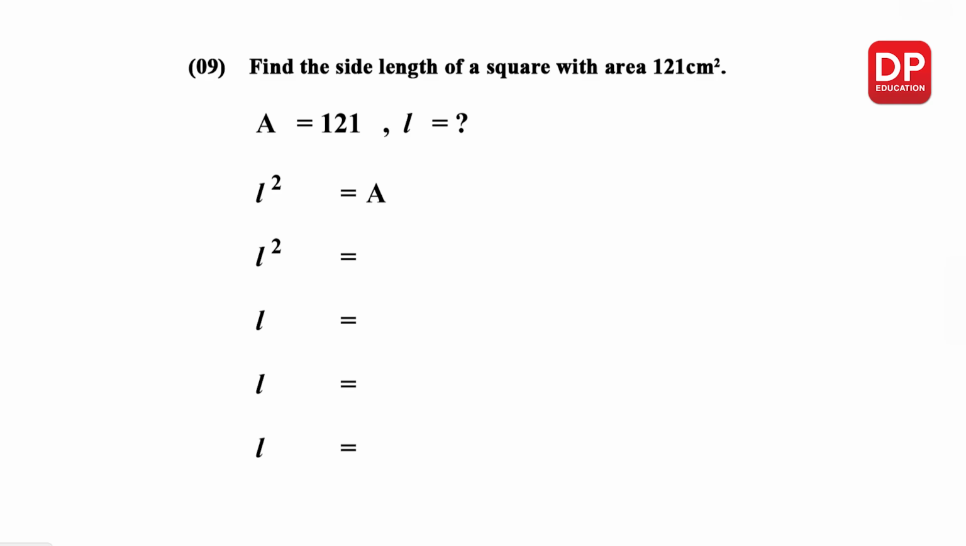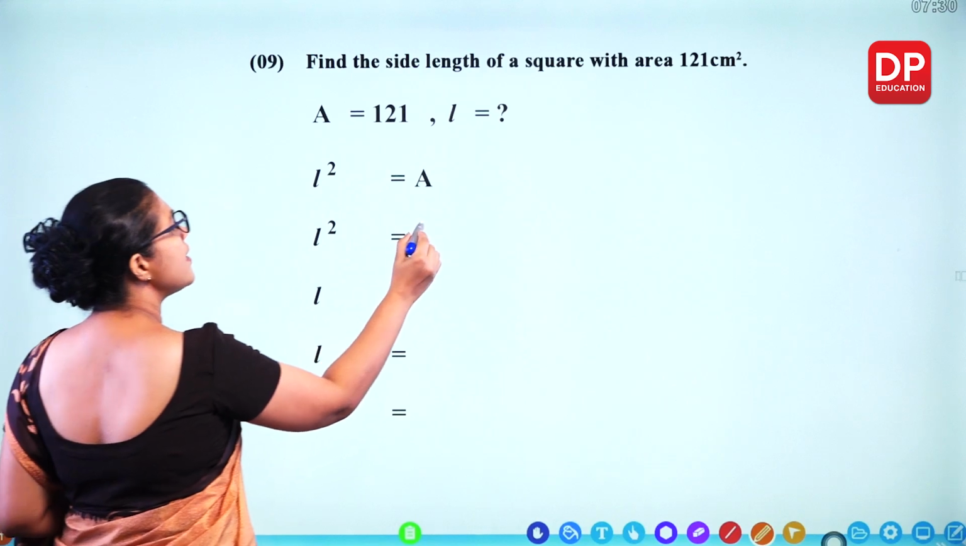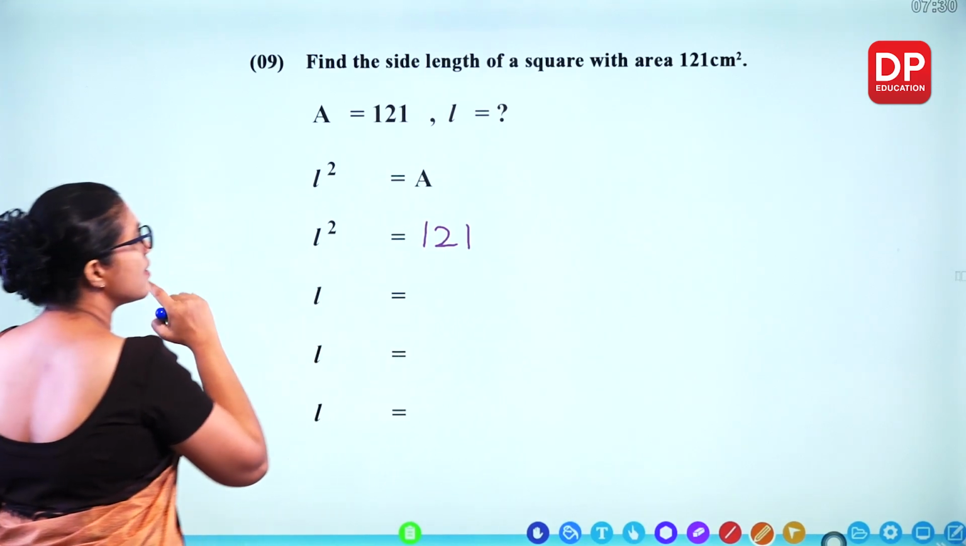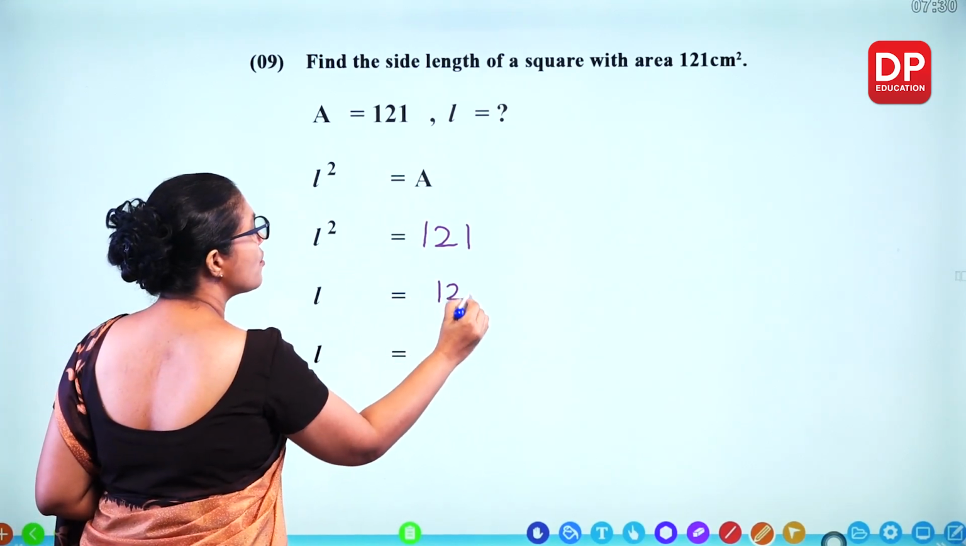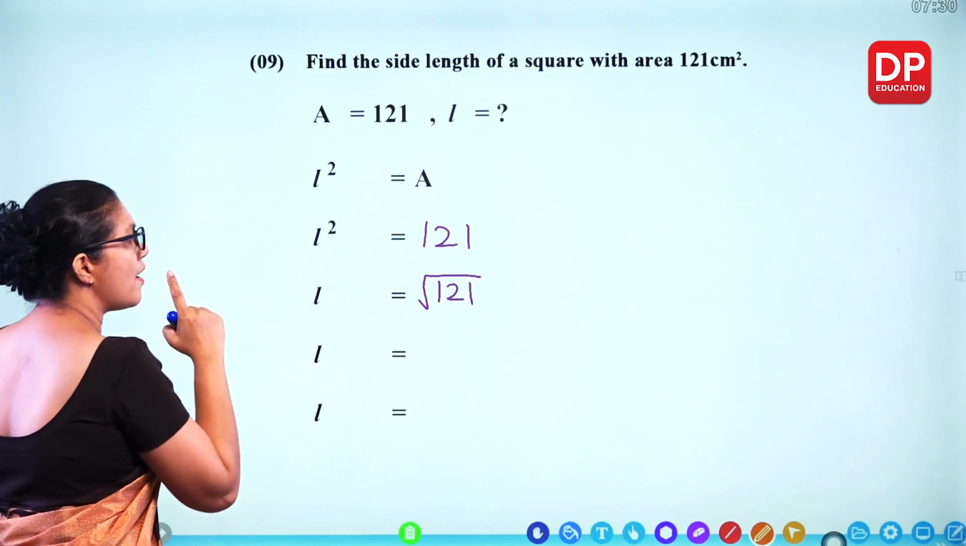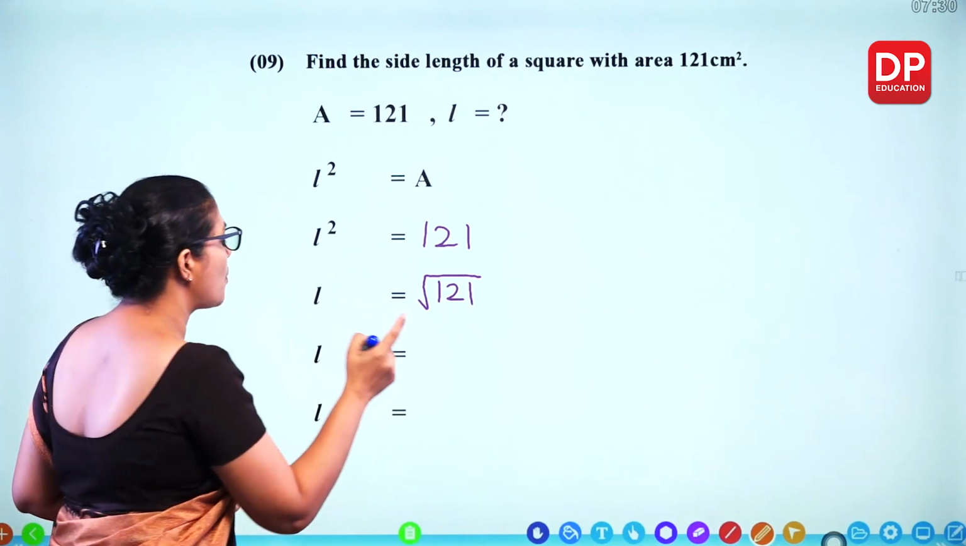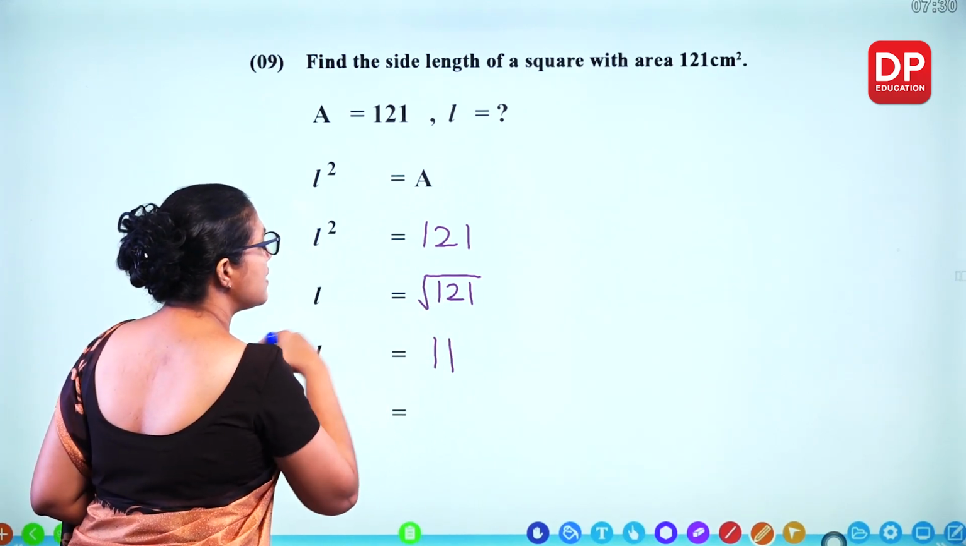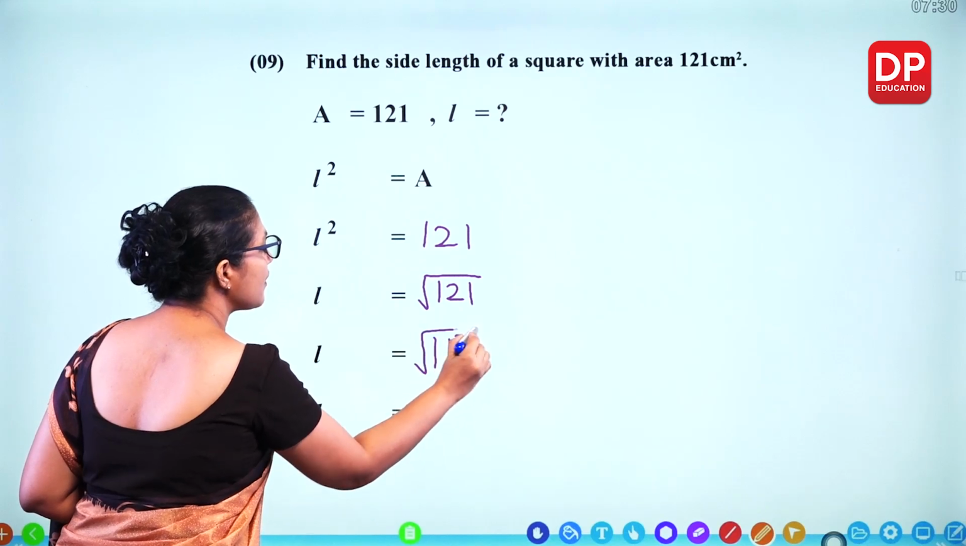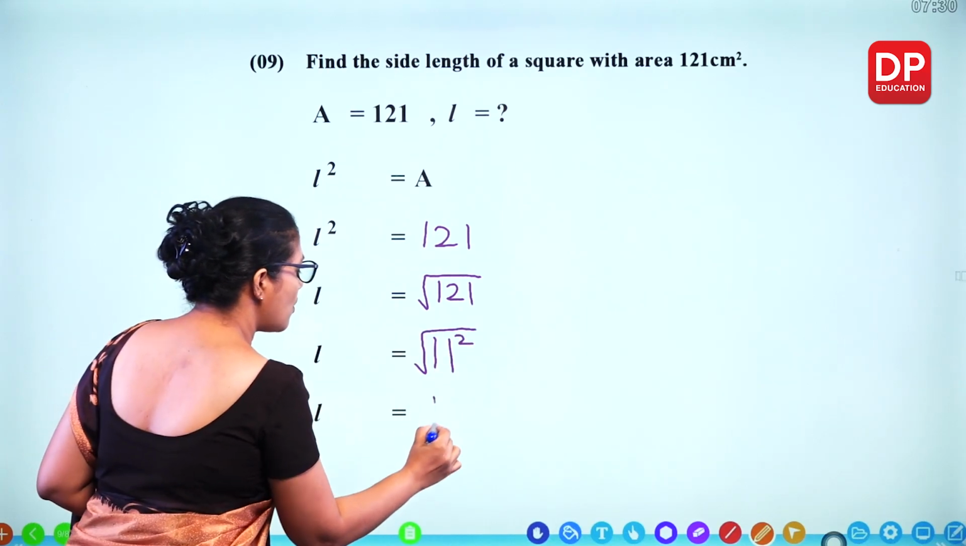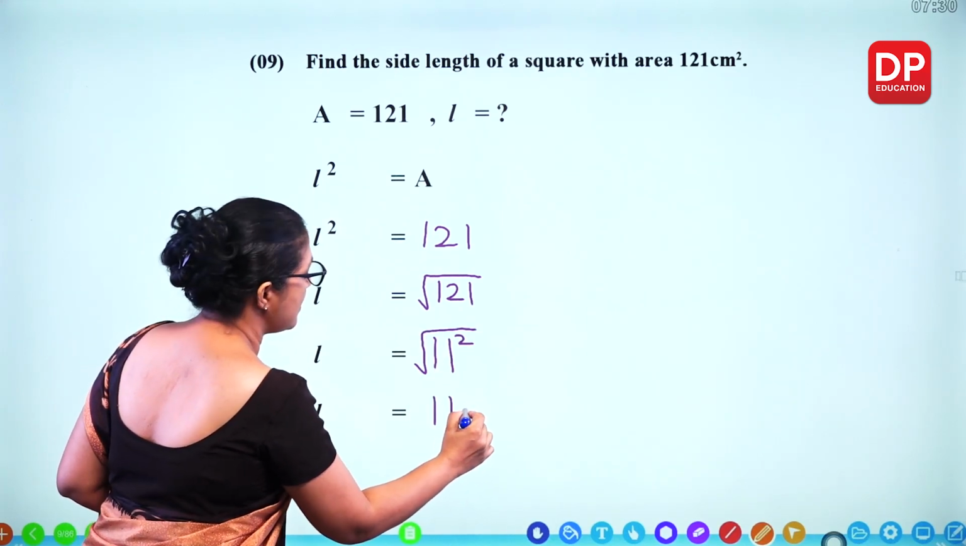Find the side length of a square with area 121. So L squared is 121. So what is L? Square root of 121. 11 is the square root of that. So 11 times 11 is 121. So length is 11 centimeters.